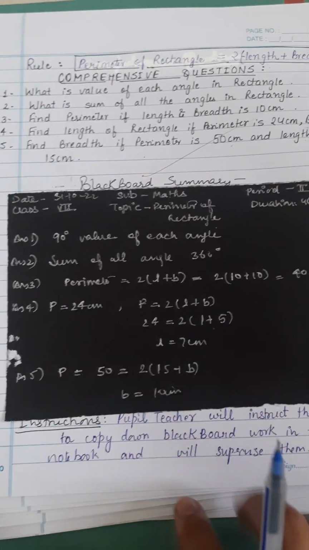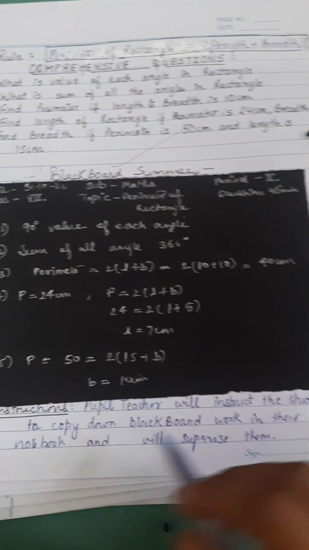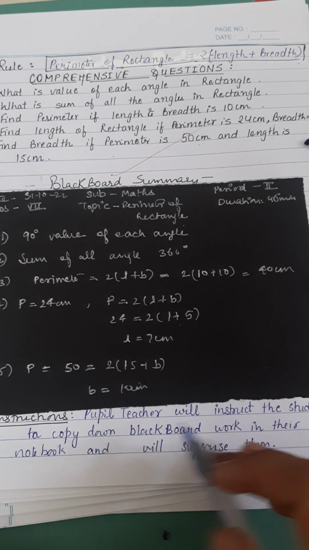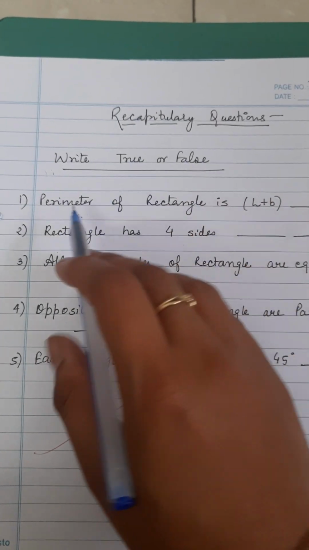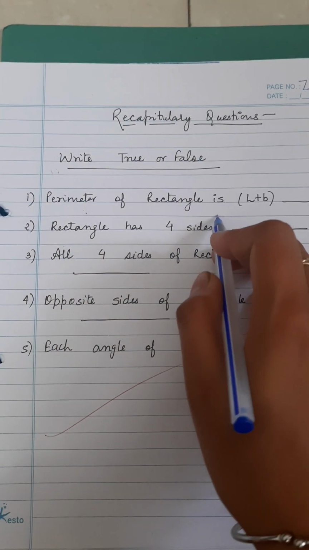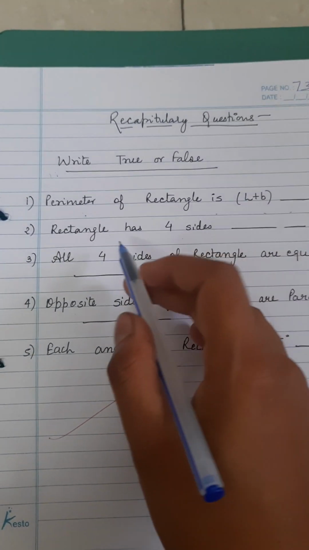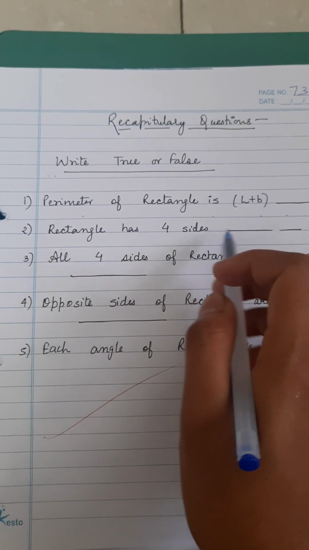Then you will give them instruction that the pupil teacher will instruct the students to copy down the blackboard work in their notebook and will supervise them. Then you will write the recapitulatory questions. The first question is the perimeter of rectangle is L plus B. Then second is rectangle has 4 sides.